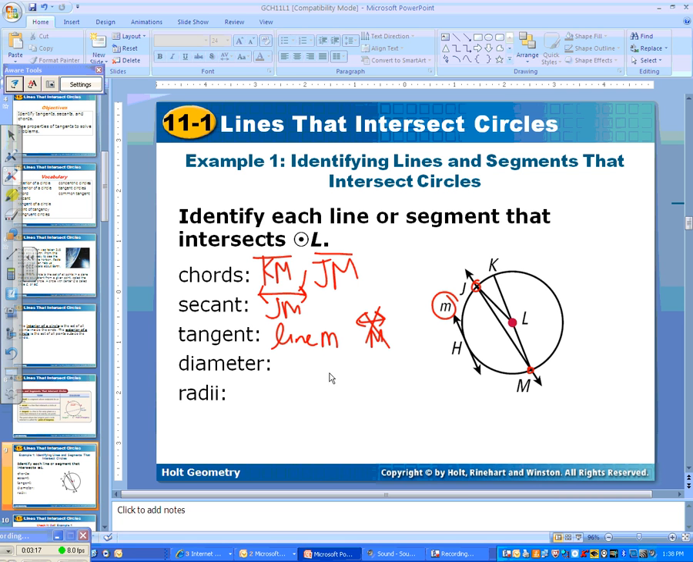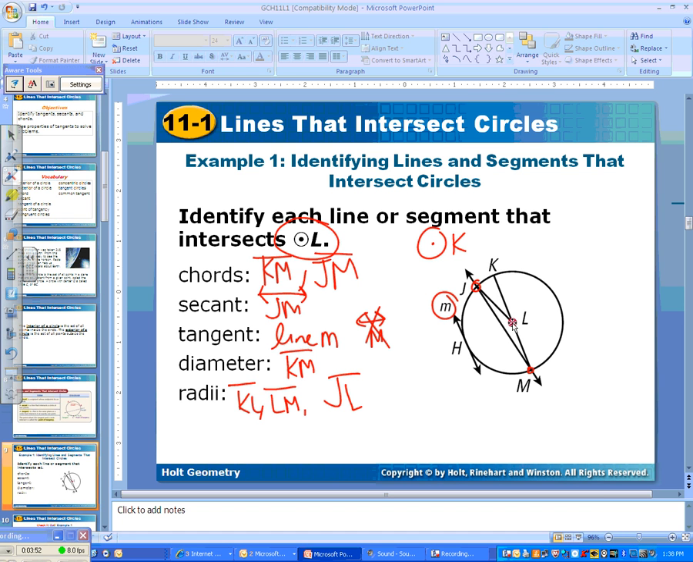And then the diameter, we already talked about it, it goes through the center, and notice they write circle L. They name a circle by its center point. So you can't write circle K, because K is not the center of the circle. Circle L means that L is the center of the circle, KM goes through it, so the diameter is KM, and that's it. A radius is half of the diameter, so there's lots of them. We have KL, we have LM, that's a radius, that's a radius. Another radius is JL.